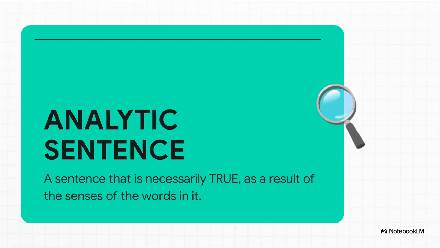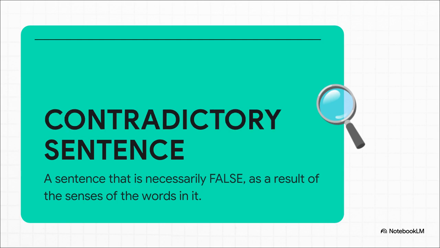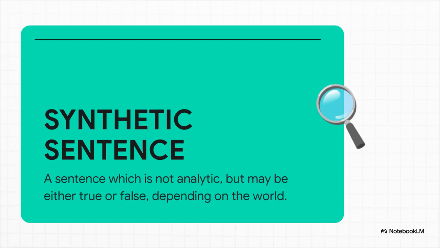It just is. The meaning of the word elephant already includes the idea of animal. And, of course, you have the total opposite, a contradictory sentence. This is something that is always false, just because the words themselves don't work together. This animal is a vegetable. No way. The definitions just clash. It's impossible. Now, the vast majority of sentences we use every single day are synthetic.